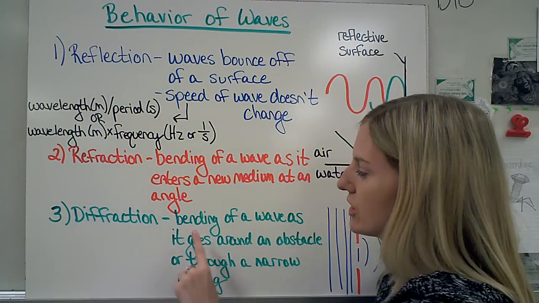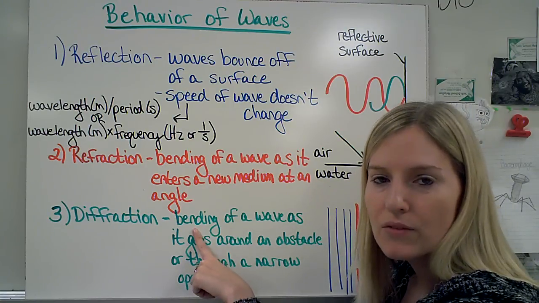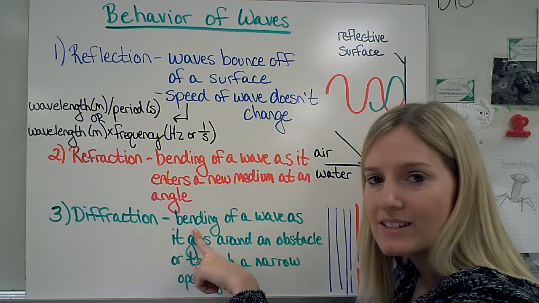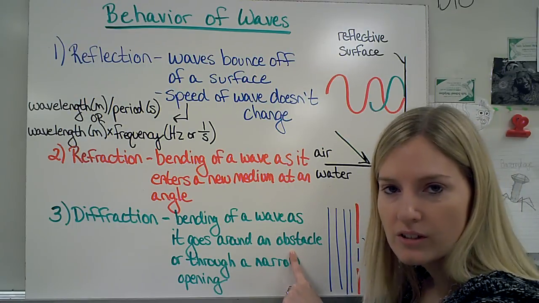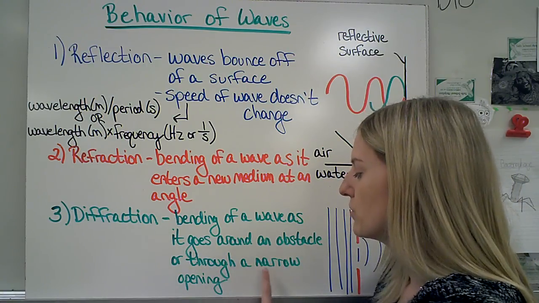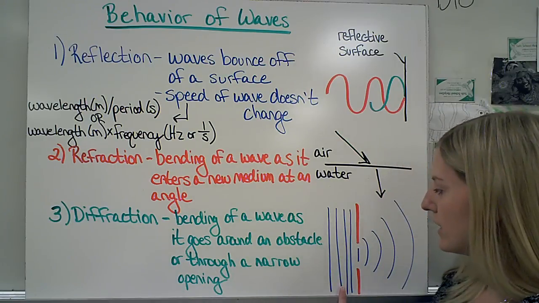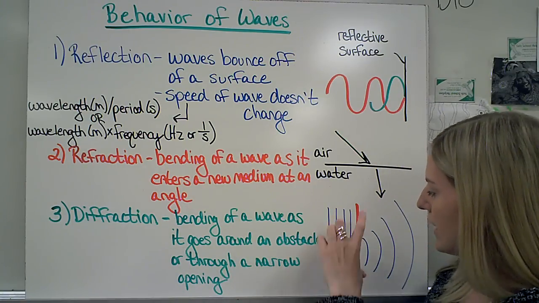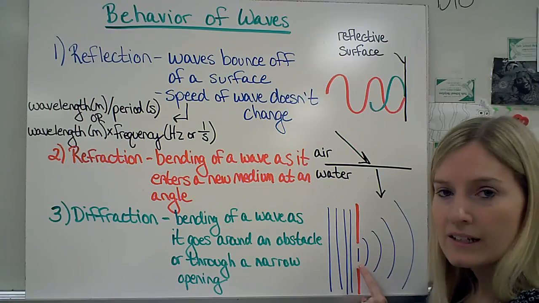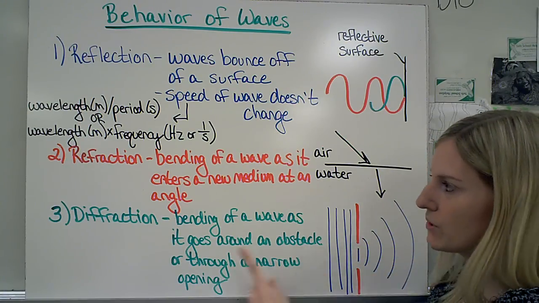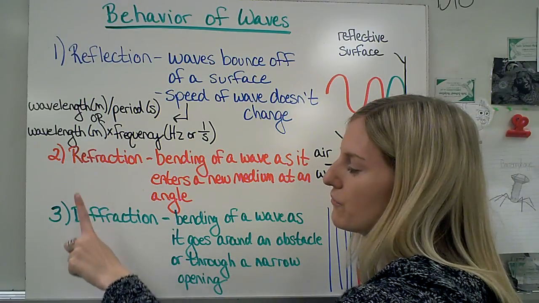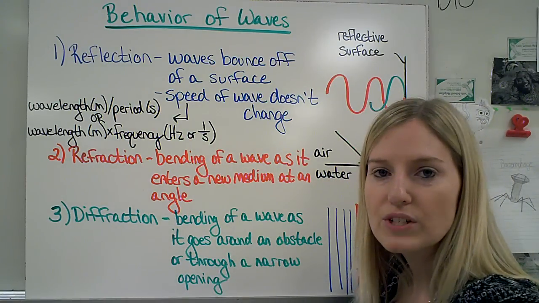Number 3, diffraction, is still going to be bending of a wave, but the reason it happens in this case is because the wave is either going around an obstacle or it's going through a narrow opening, which I've shown here. So I have my wave, it goes through this narrow opening, and as it goes through, it bends like that. So I can bend my wave in two ways, either refraction or diffraction. They happen for different reasons.